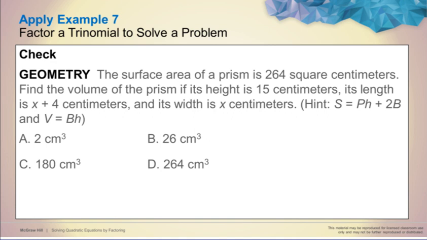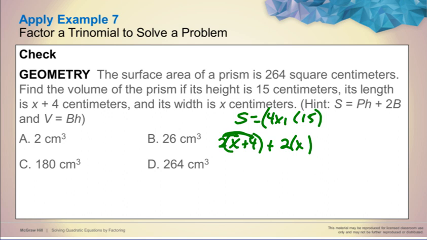So let's first find the perimeter. The height is 15. The perimeter of the base is, so if its length is x plus 4 and its width is x centimeters, let's do 2 times x plus 4 plus 2 times x to find the perimeter of the base. So this would give me 2x plus 2x is 4x, and then plus 8.